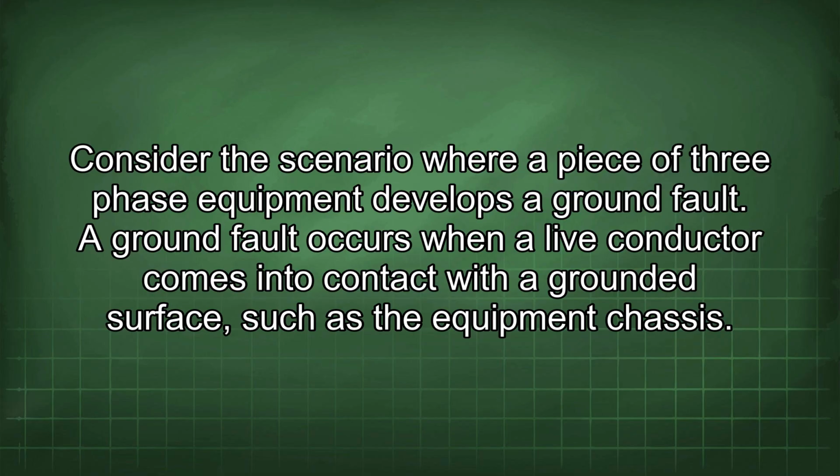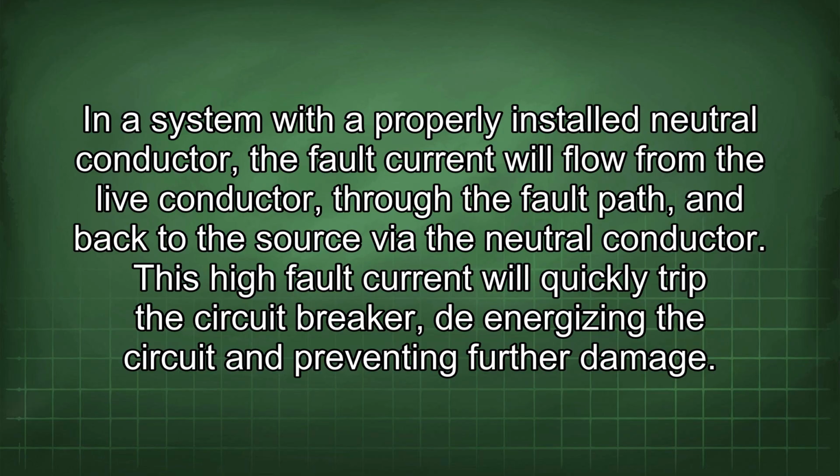Consider the scenario where a piece of three-phase equipment develops a ground fault. A ground fault occurs when a live conductor comes into contact with a grounded surface such as the equipment chassis. In a system with a properly installed neutral conductor, the fault current will flow from the live conductor through the fault path and back to the source via the neutral conductor. This high fault current will quickly trip the circuit breaker, de-energizing the circuit and preventing further damage.